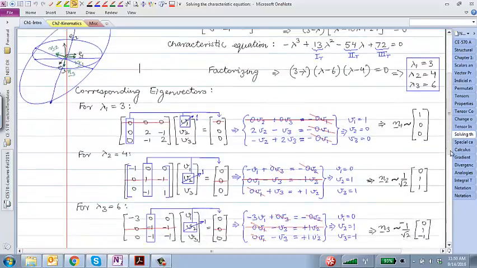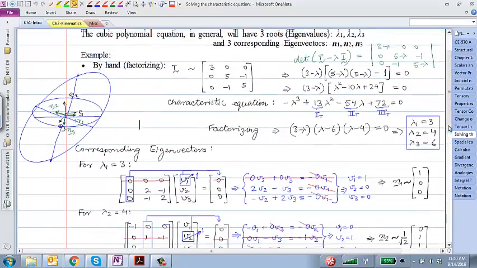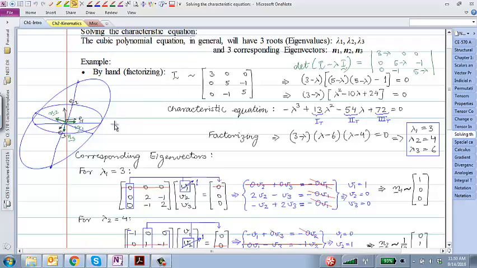We also found the eigenvectors n1, n2, n3, and we tried to visualize what this tensor looks like. And we came up with something like this, which has n1 along e1, n2 and n3 along these directions. And this tensor would scale those eigenvectors by 3, 4, and 6, and you would get a big ellipsoid, which is what this tensor can be visualized as. Okay.